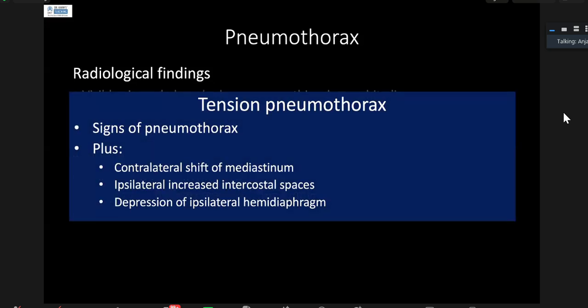Now, again, coming back to tension pneumothorax, there will be signs of tension. The signs of tension are because of the increasing volume of air in that pleural space, which will result in contralateral mediastinal shift, depression of the same side diaphragm, and sometimes, if you look carefully, you might even see that the intercostal spaces on that particular side may look slightly more widened than on the other side.